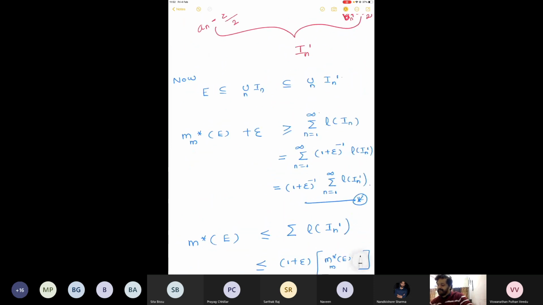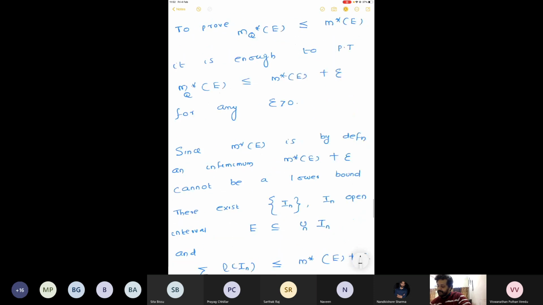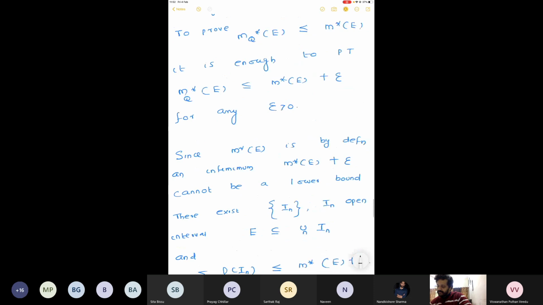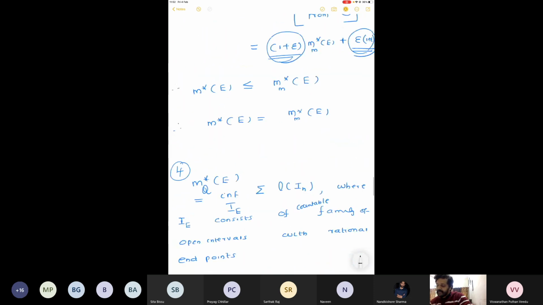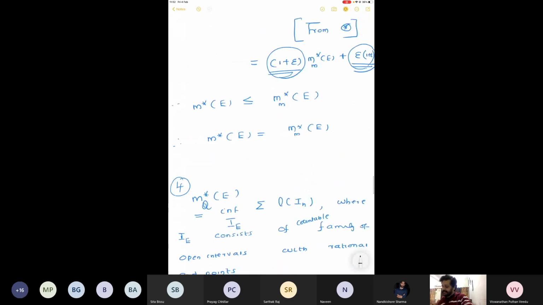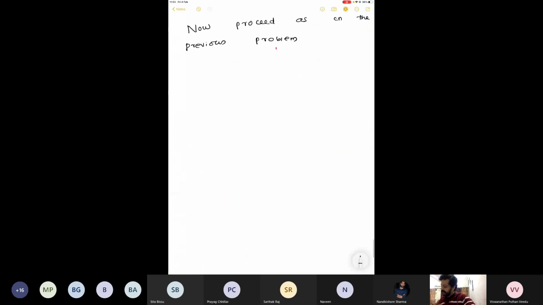m star E plus epsilon should be replaced by this one, m_Q star E plus epsilon. m star E plus epsilon you start with, it is greater than or equal to the summation of lengths and so on, you will get. Okay. Same proof will work. So essentially it tells that it is enough to take open intervals with rational endpoints. Okay. The next problem seems to be very trivial, quite easy to do.